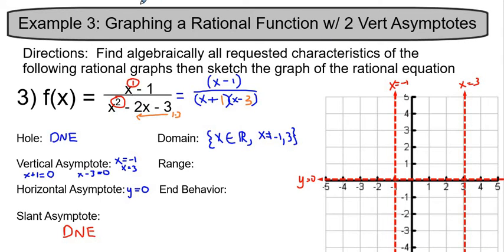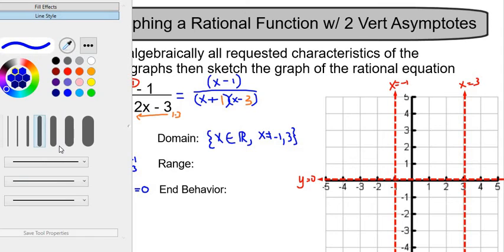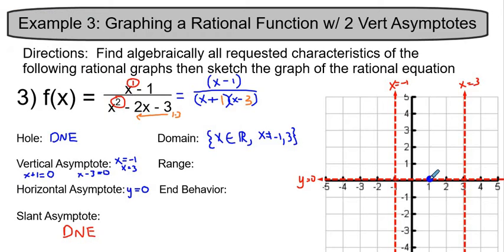And then we did get an x-intercept and a y-intercept. The x-intercept was at 1, 0. And you may say, oh my goodness, it's right on an asymptote. Remember, if you go back and look at the notes, it's okay to cross a horizontal, but you could never have one on a vertical. That would be not okay.